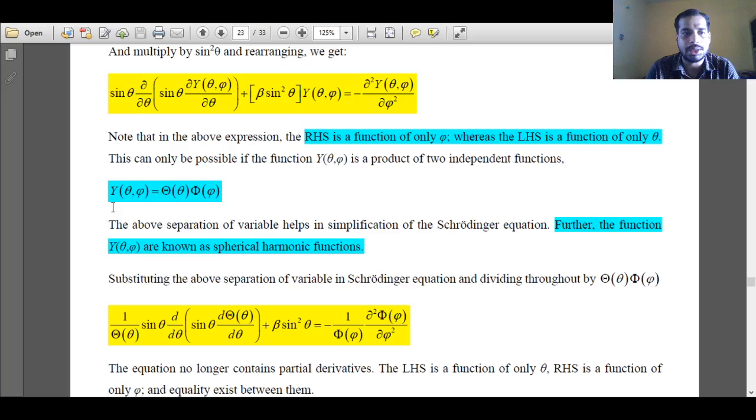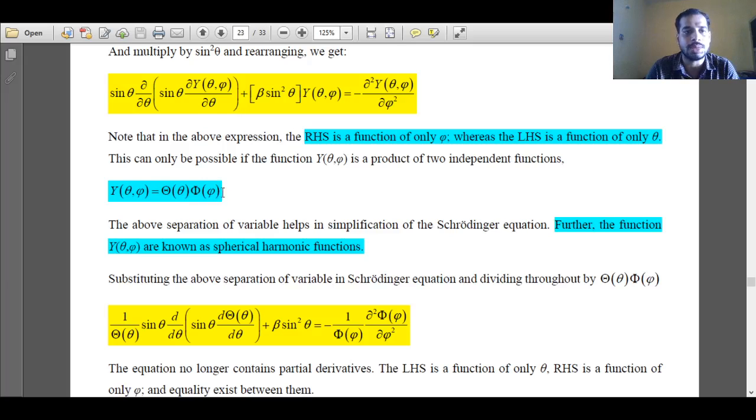To solve this kind of equation, I'll consider that my spherical harmonic function, Y(theta, phi), is a product of two independent functions: a theta function and a phi function. The phi function is dependent upon the variable phi, and the theta function is dependent upon the variable theta, and when you take the product of both the theta and phi functions, I get my spherical harmonic function.